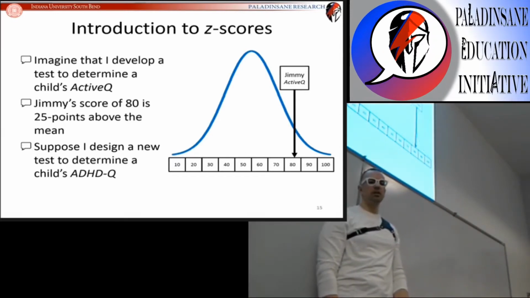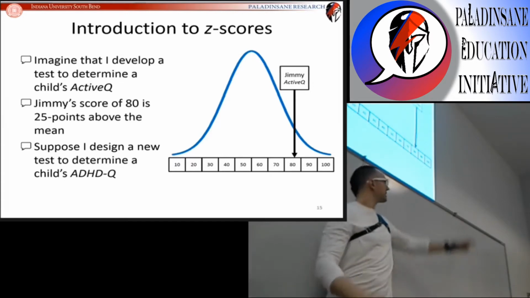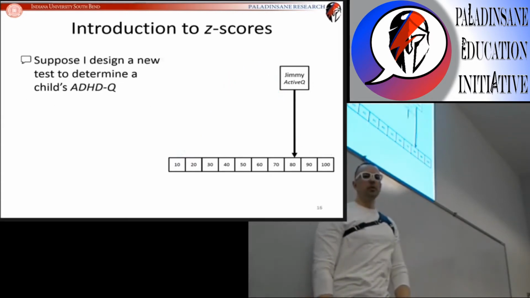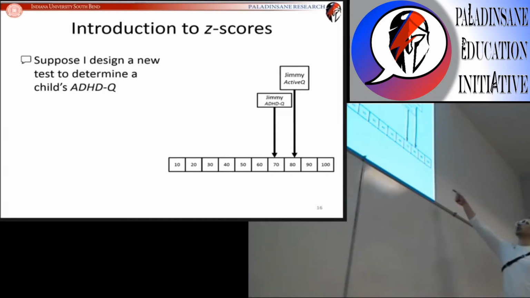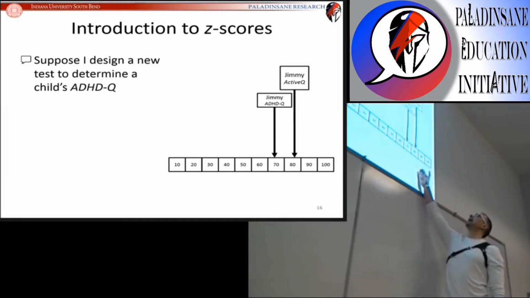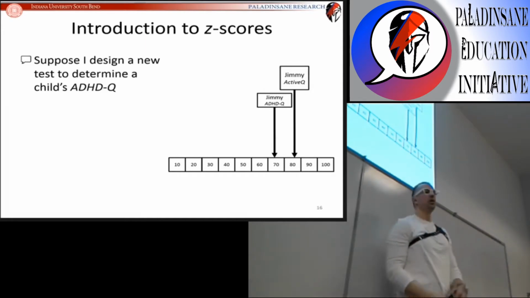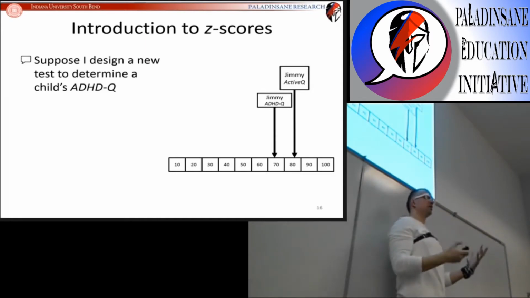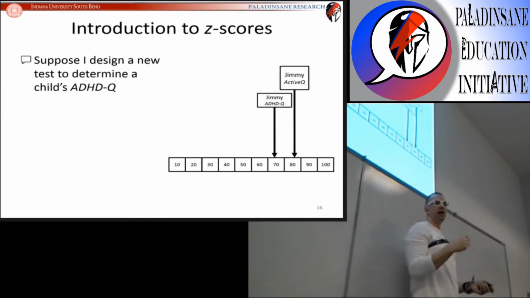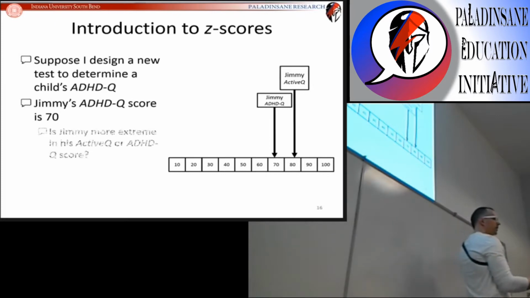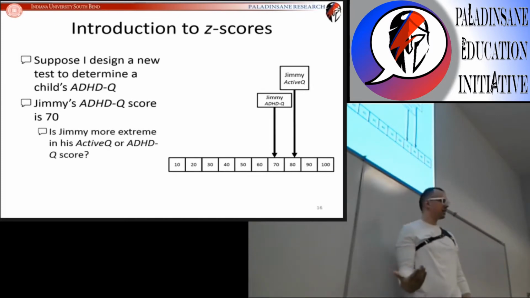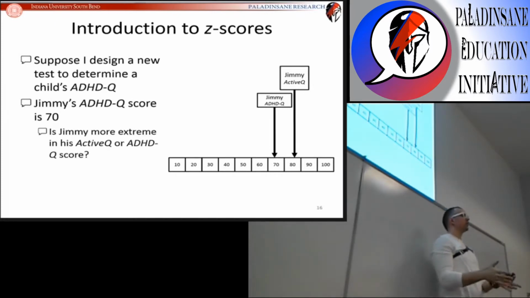So let's take away the distribution real quick. So that's his active Q right there. We give him his ADHD Q, and let's say that that's his score right here. So he's got an 80 on the active Q, he's got a 70 on the ADHD Q, and now our question is, which one of these is more extreme? So is Jimmy more extreme in his level of activity, or is he more extreme in his level of attention deficit?